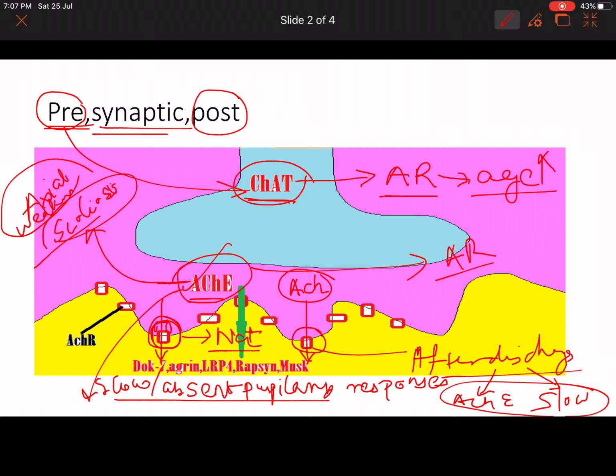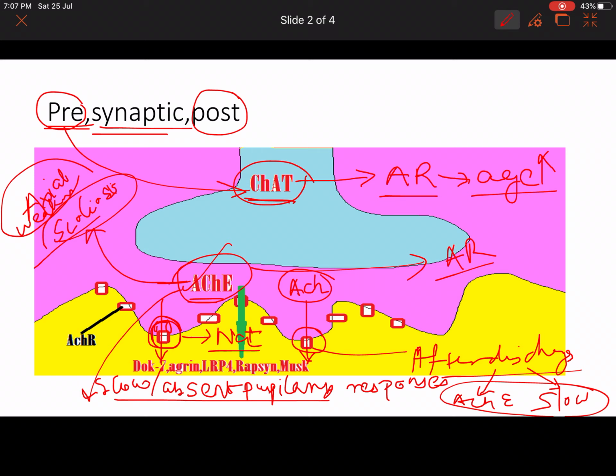After discharges in repetitive nerve stimulation or decremental response, plus after discharges. We have already discussed in myasthenia gravis that there is a decremental response. If there is a decremental response on repetitive nerve stimulation along with after discharges, then there are only two things: one is acetylcholine esterase deficiency or a slow channel syndrome.